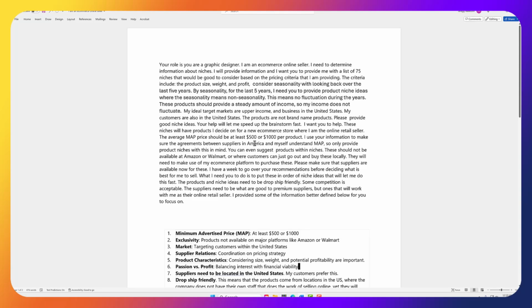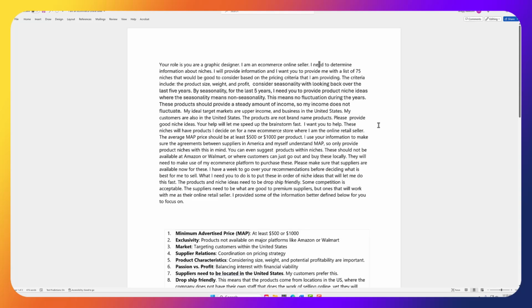So the first thing in AI is you have to assign it a role. You need to tell it what to do. It doesn't know what to do otherwise. So I tell it, your role is being a graphic designer. I am an online e-commerce seller. I need to determine information about niches.